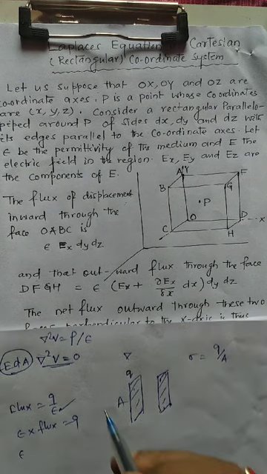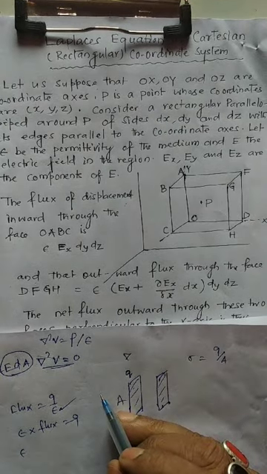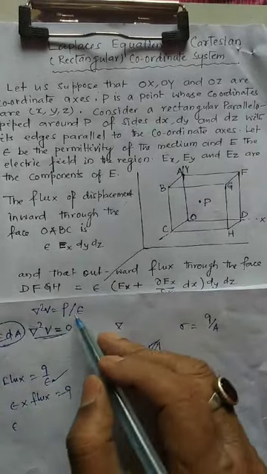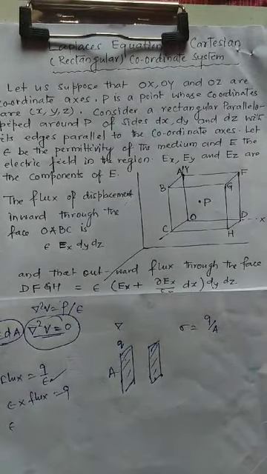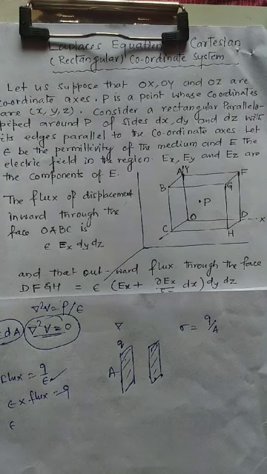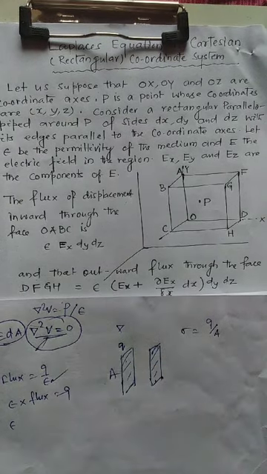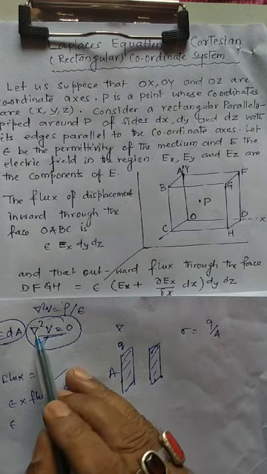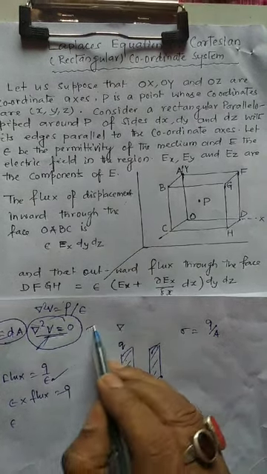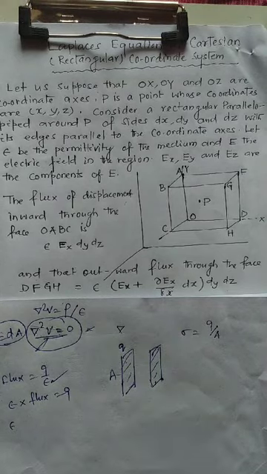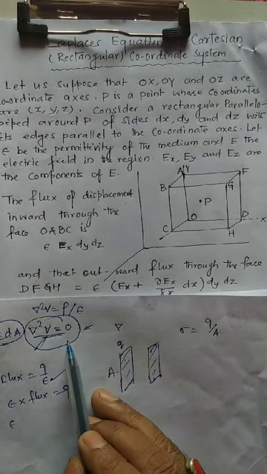And what is Laplace's equation? See here, del squared V is equal to 0. This is Laplace's equation. V is the potential, it is scalar, and del squared is the Laplacian operator. So I am going to derive this equation.